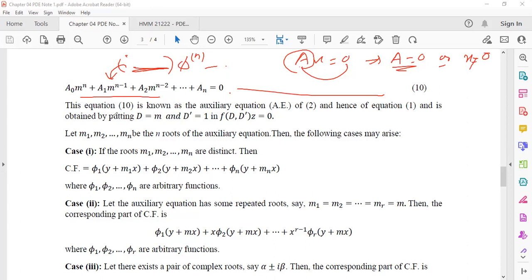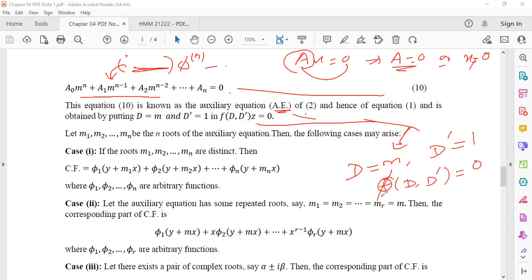This equation number 10 is known as the auxiliary equation. For the case of PDE solving, we call this one the auxiliary equation. You also have gone through it in ODE as well. And hence the equation 1 is obtained by putting, okay, then they are making one suggestion. From the auxiliary equations, for the equation number 1, they ask you to put wherever the D as m and wherever the D dash as 1, in the case of the function phi D comma D dash is equal to 0.